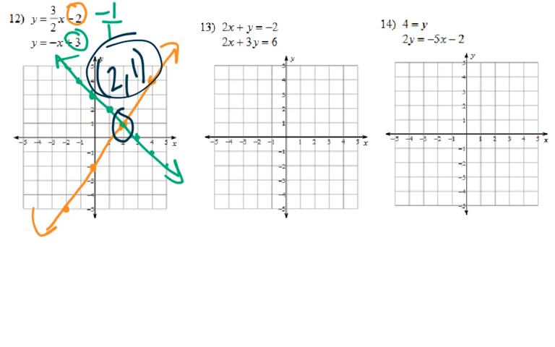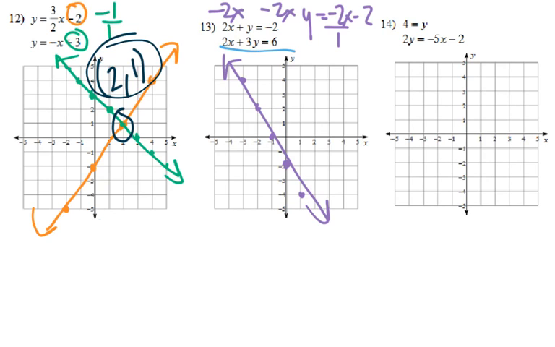Now, if we look at 13, we should notice that it's not in slope-intercept form, but we can easily change that. So we get y equals negative 2x minus 2. So start at negative 2, with a slope of negative 2 over 1, down 2 to the right 1, or up 2 to the left 1. Same pattern. Okay, there's our first line.